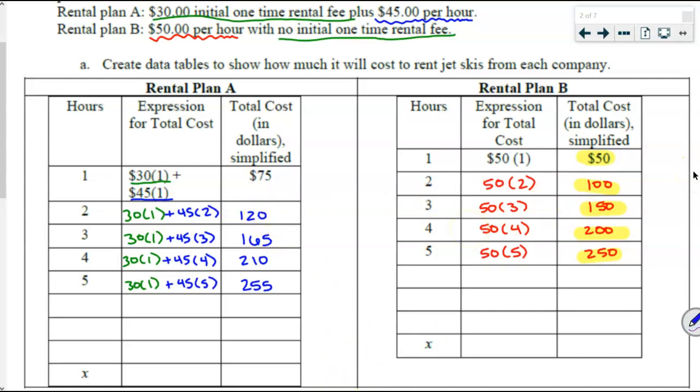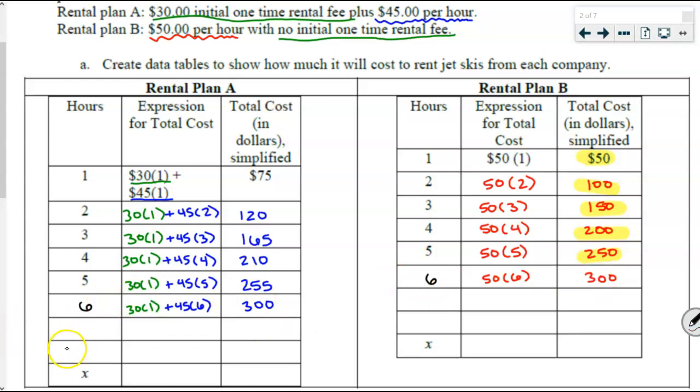All right, so let's test this out. Let's go to the 6 hours. Let's see what's happening there at 6 hours. 6 hours, we've got our $30 one-time rental fee plus $45 an hour for 6 hours, so 45 times 6. I got 300 there. You guys get the same? Okay. And here, $50 an hour times 6 hours, that's going to be 300. So 6 hours for 300 or 6 hours for 300.